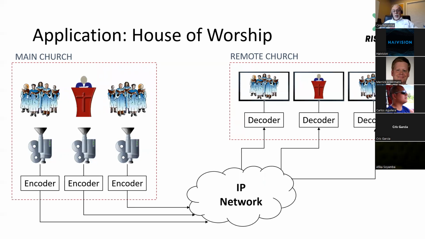The other one, which is actually pretty common, is house of worship. You have a main church and a remote church, and the service happens in the main church. You have multiple cameras, multiple angles, and multiple screens at the remote church. Those have to be synchronized, because when the pastor goes from one camera to the other, there can't be a lag. There are multiple deployments like that. House of worship is an important case for synchronized decoding.